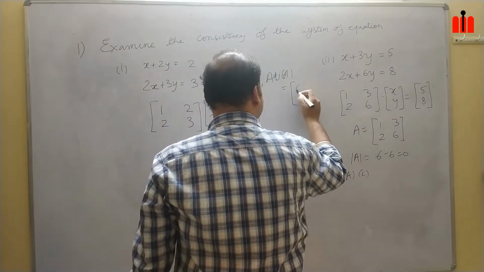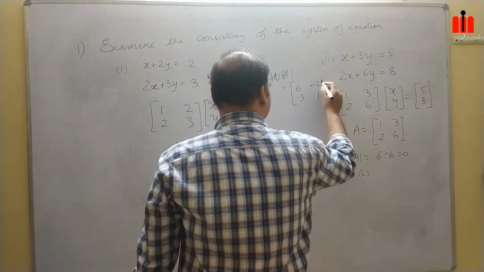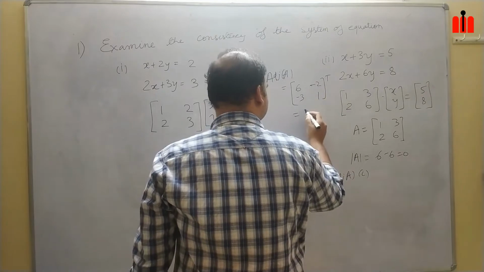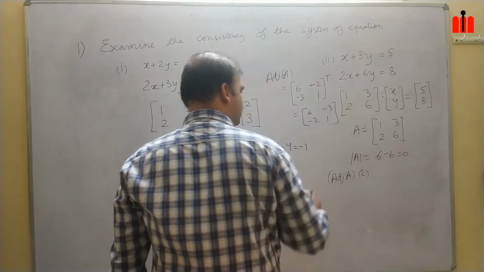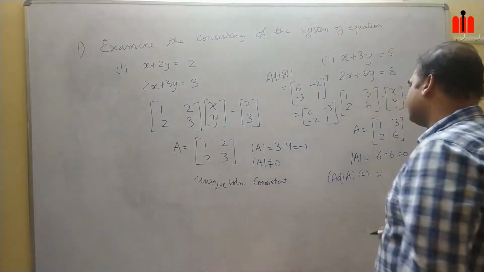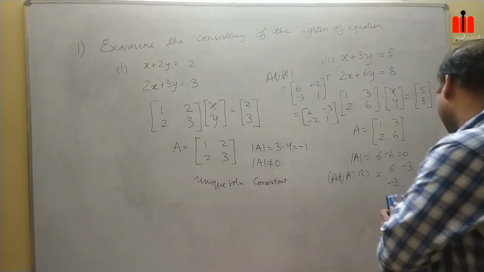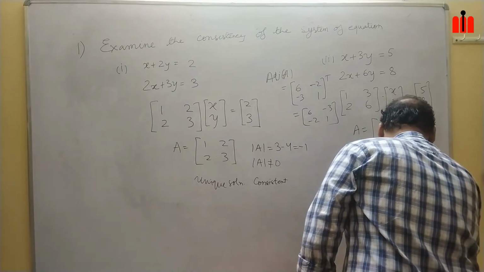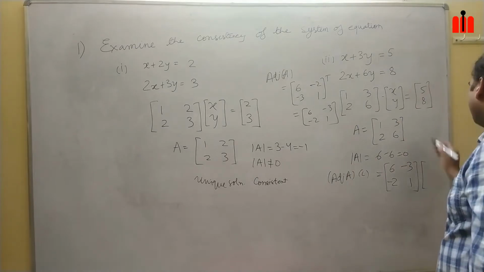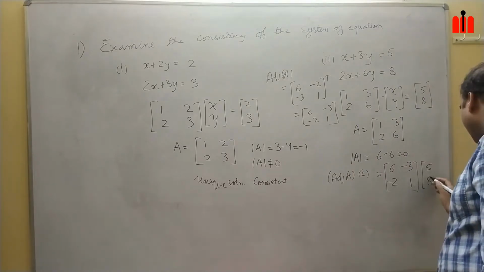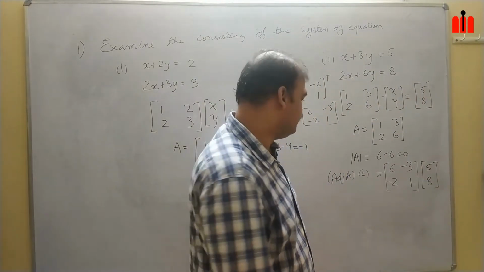So the cofactors are 6, minus 3, minus 2, minus 2, minus 3, 6, 1, and the transpose of this is 6, minus 2, minus 3, 1. So adjoint of A into C will be [6, minus 3; minus 2, 1]. This will be adjoint A, and my constants are 5 and 8. Okay, this is adjoint A into C.